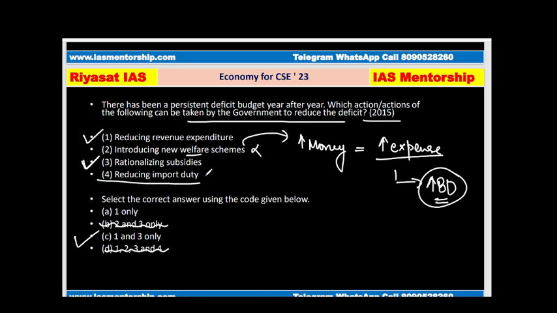Fourth is also wrong because if you reduce the import duty, you are reducing your income. Import duty refers to when India is importing something from, for example, the US, and when the product reaches India, it puts some duty, some amount there, and then we can sell it in our market. So if that import duty is reduced, government income is also reduced. If government income is reduced, how will you bridge the deficit? You will be in a more pressure condition. So that is why option A and C is the correct option.